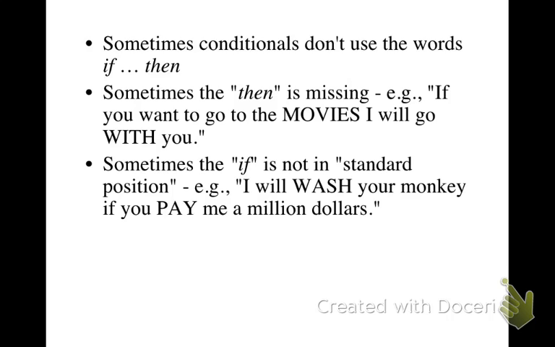So what we need to do before we translate this sentence is we need to rewrite it, usually just mentally, in standard position. So we would rewrite this as, if you pay me $1 million, then I will wash your monkey. And then we could translate that as P arrow W.